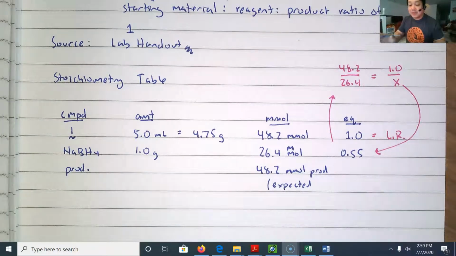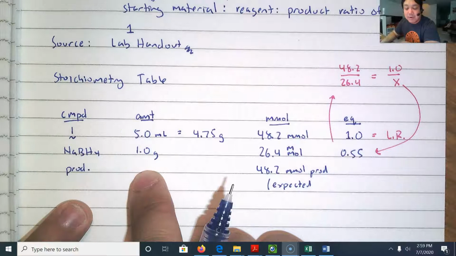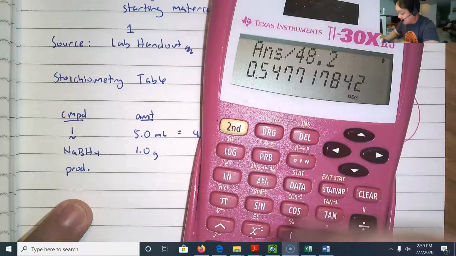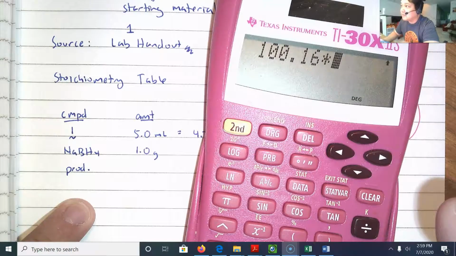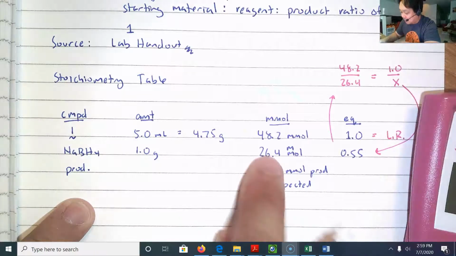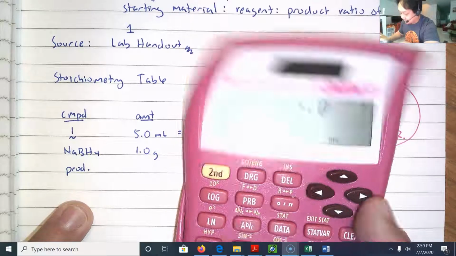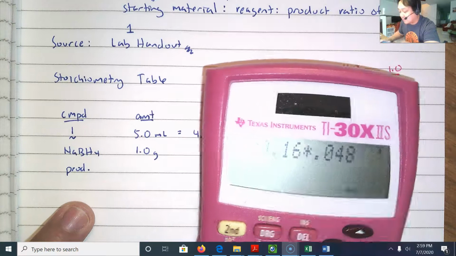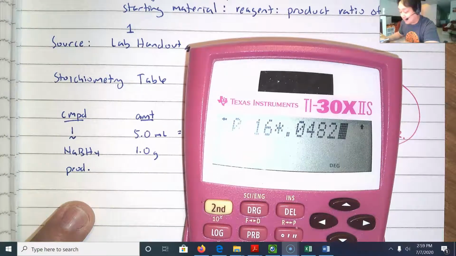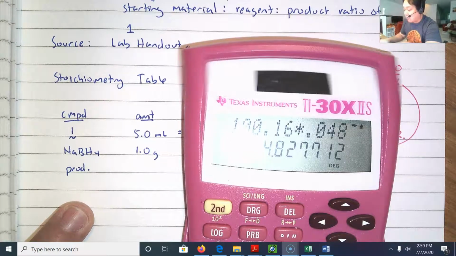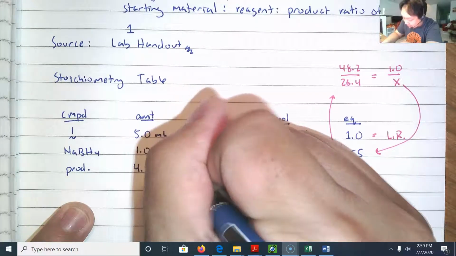I should have looked this up. Oh, I did. I do have this number. I need to multiply the moles times the molar mass, the molecular weight, which is 100.16 grams per mole. But how many moles do I have? I have 48.2 millimoles, so I'm going to multiply by 0.048, right? That's how many moles I have. Hopefully this number looks good. Okay, that looks reasonable. 4.83 grams, and that is expected again.